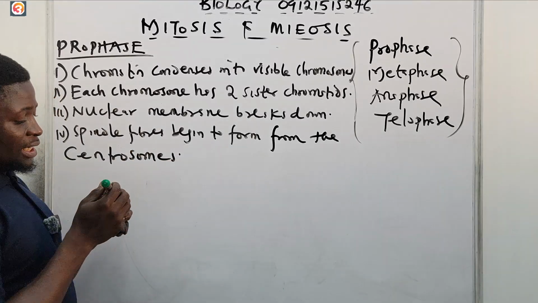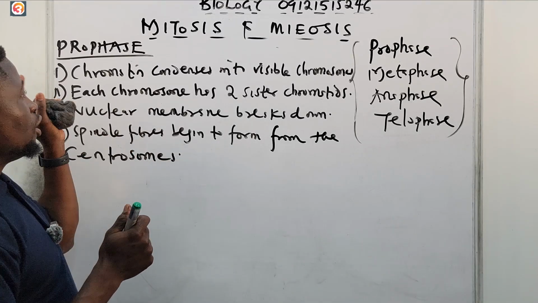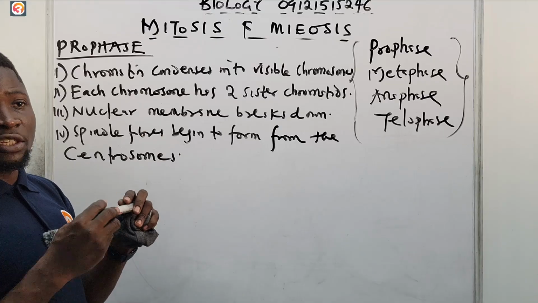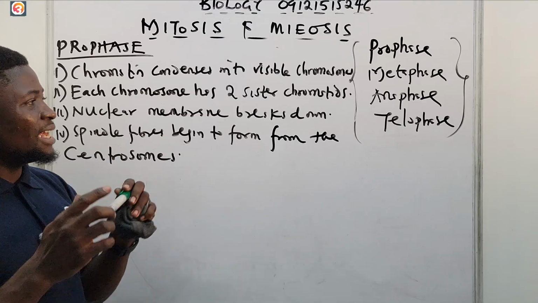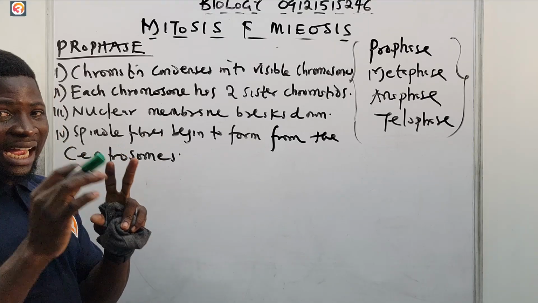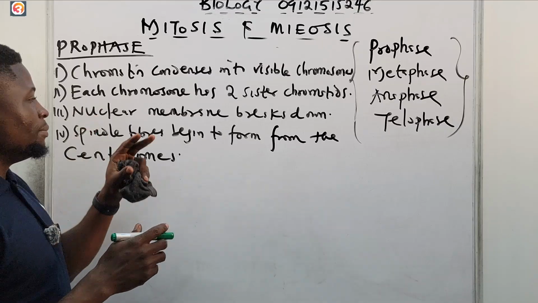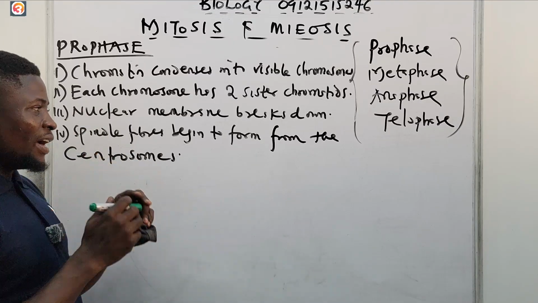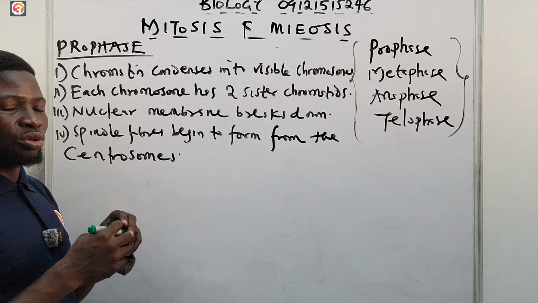Okay, now this is what happens in what? In the prophase. Chromatin first condenses into visible chromosomes. Each chromosome will now have two sister chromatids, and then what? The nuclear membrane will break down, and then spindle fibers begin to form from the centrosomes.